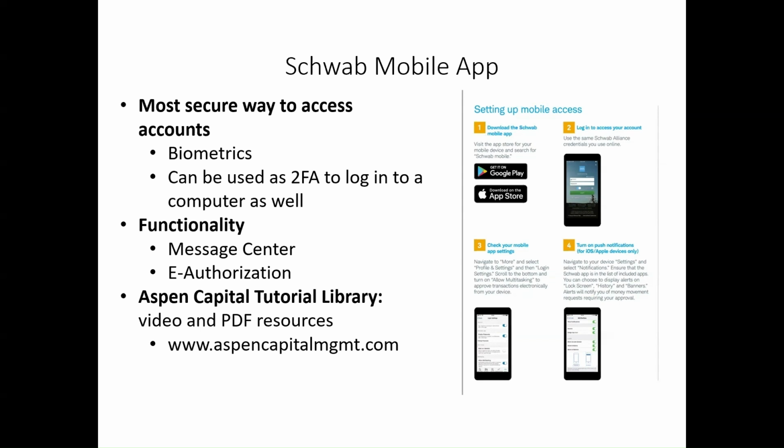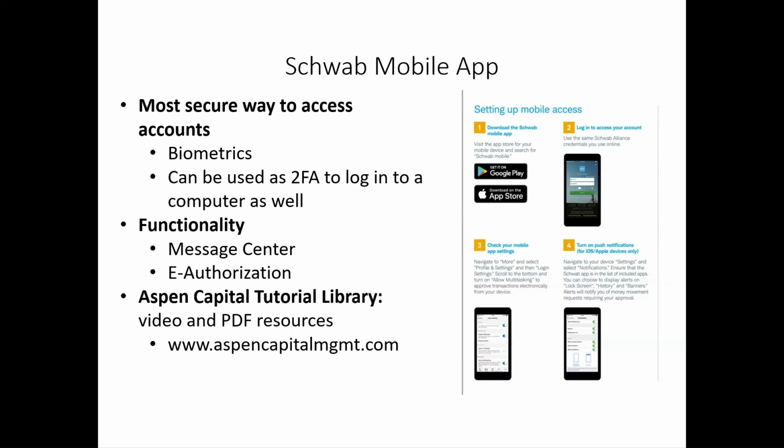Another great feature is how the app works for two-factor authentication when you log into Schwab Alliance on your desktop. After you enter your password, the app will send you a quick prompt to your phone asking you to verify your identity. It is a fast and secure way to double check that it's really you. But it's not just secure. The Schwab mobile app is super functional too. You'll get notifications and be able to access the message center where you'll find important updates and e-authorization requests. Nate is going to dive into e-authorization in a bit, but I wanted to point out how easy it is to securely approve requests directly from your phone. It makes everything quick and simple.